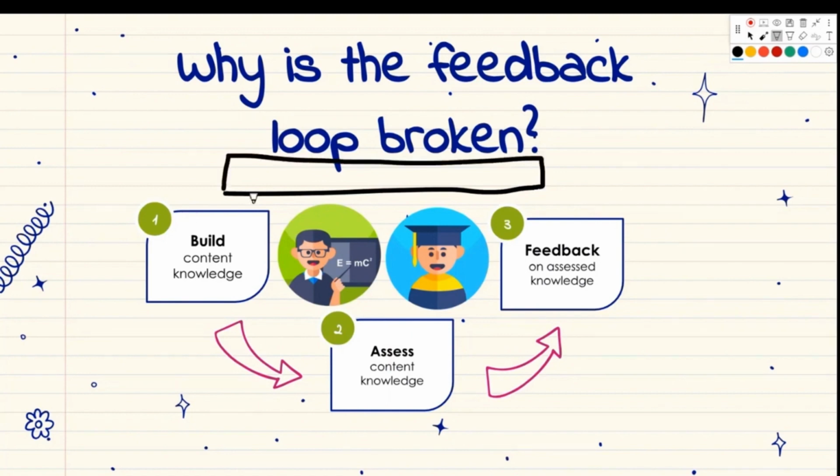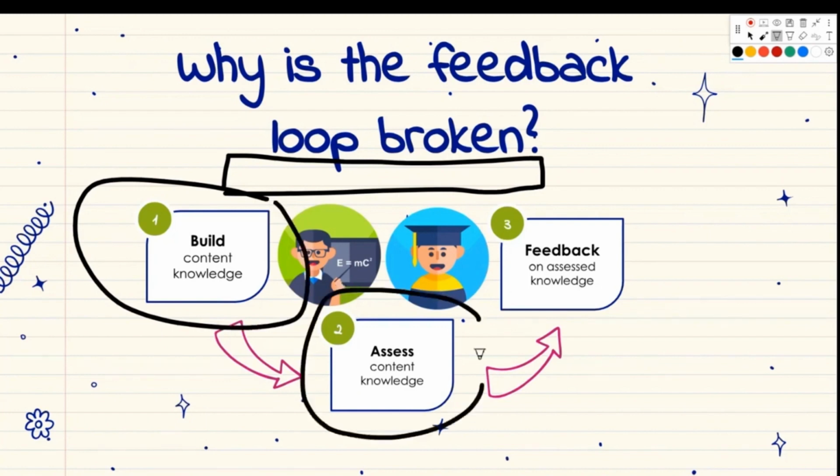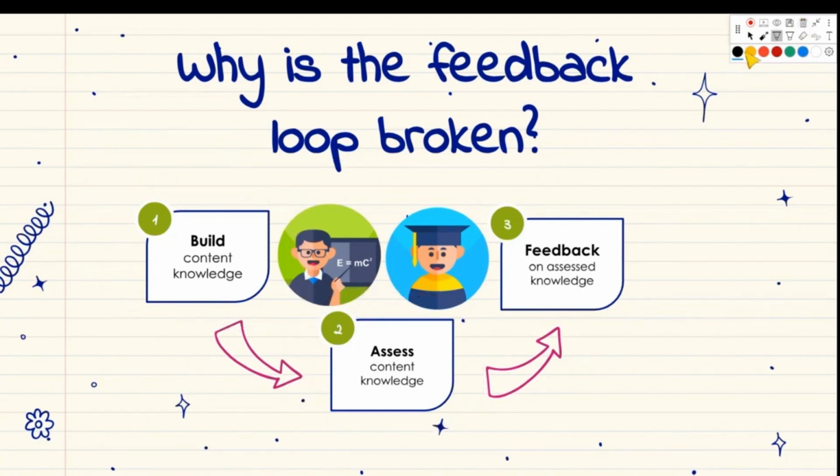We build content knowledge, then we assess whether or not the content knowledge has been learned, and then we give them feedback. But there's a big problem with the feedback we give them, and it simply comes down to time. When do we give them feedback? How long does it take for them to get feedback? How long does it take us to be able to give them feedback? Because I remember very well, that's one of the biggest things.